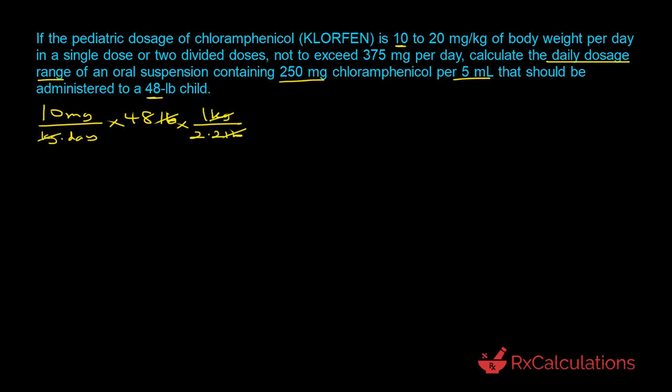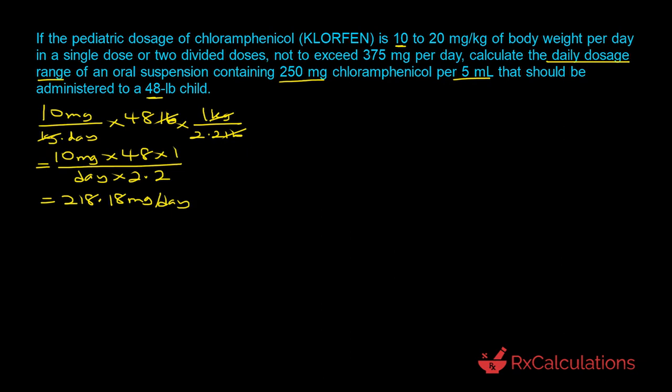So we can now multiply all the terms in the numerator. That will be 10 milligrams times 48 times 1 divided by all the terms in the denominator, and that will be day times 2.2. And this is going to be equal to 218.18 milligrams per day. But what we need is the volume of the suspension.